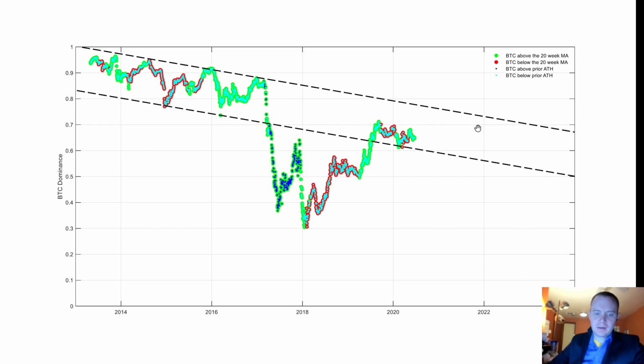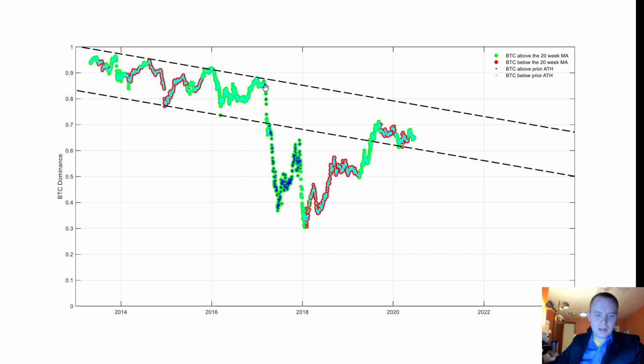Now, what if we combine them? Here, the green is when Bitcoin is above the 20-week, red is when Bitcoin's below it, and then dark blue is above the prior all-time high, and then light blue is below the prior all-time high. And these 2 points for prior all-time highs are smaller so that you can see, if it's above the 20-week and above the prior all-time high, or above the 20-week and below the prior all-time high. So this is what I mean.